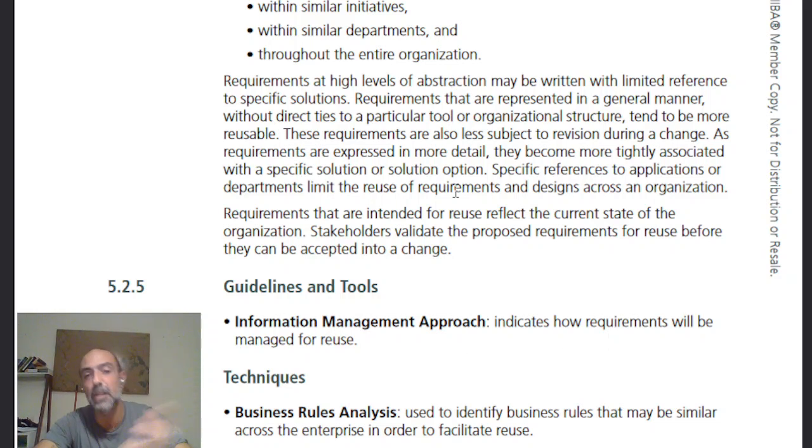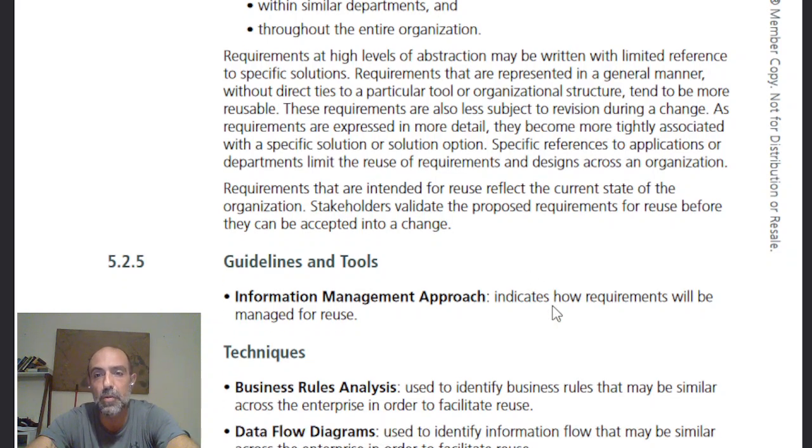So in such a case here, I'm seeing it as more of a pure requirement. A pure requirement is a requirement that is not really connected to other things, which means it stands on its own and it could be easily reusable simply because we don't have to go and check if the things that it's counting on or relying on have changed. Right? These requirements are also less subject to revision during a change.